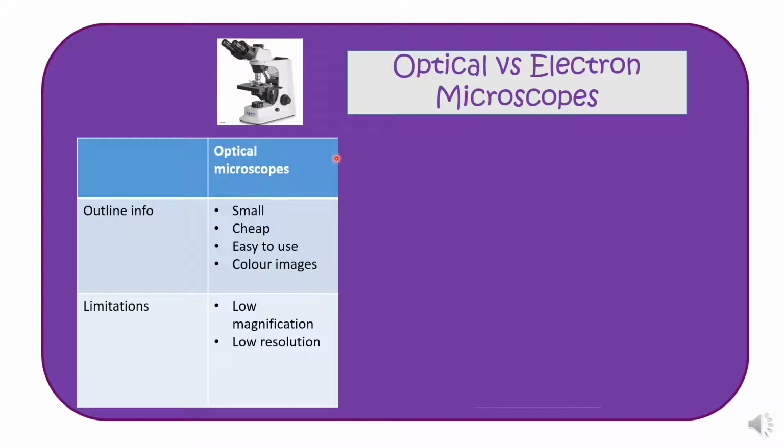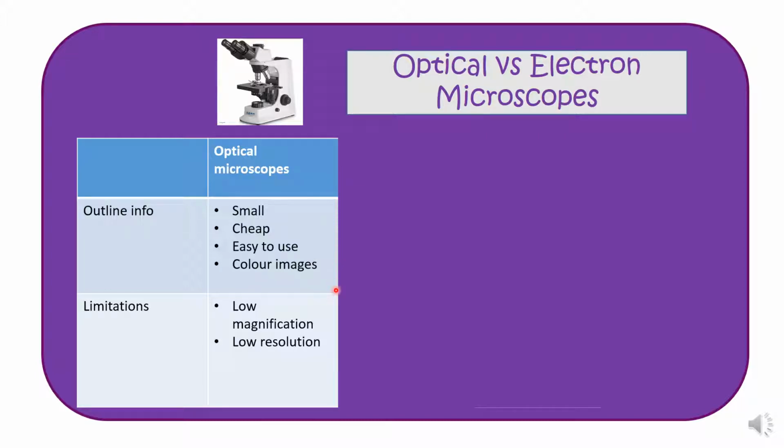Optical microscopes are small. Obviously, you can fit lots of them in a lab. They are cheap, which means that schools can afford to buy lots of them so that all students can use them. They're easy to use, which means that you don't need any formal training in order to use them. You can have a couple of minutes of direction from a teacher at the beginning of a lesson and then be able to use them relatively successfully. And they give you color images.